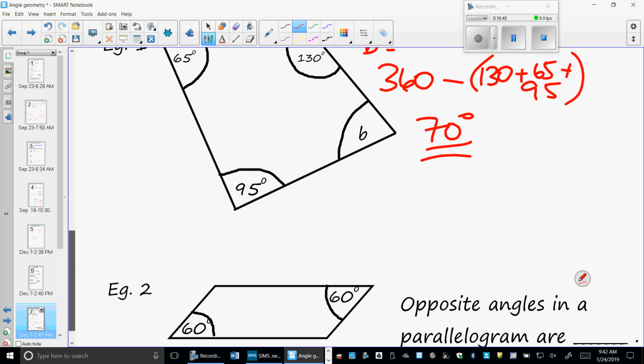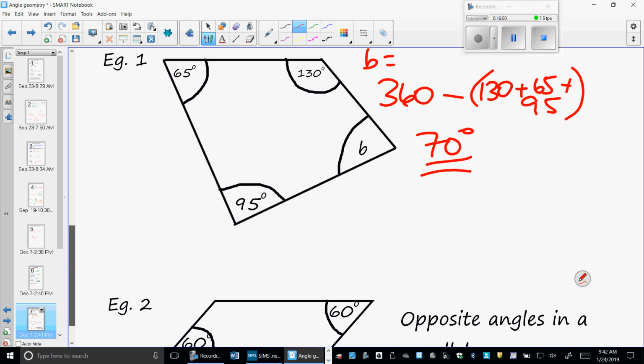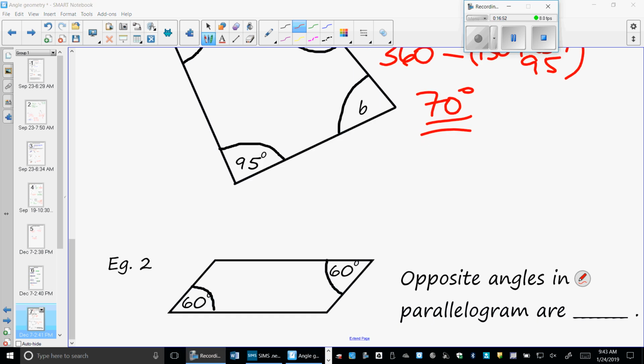Opposite angles in a parallelogram are equal. Right? Okay. Next page.